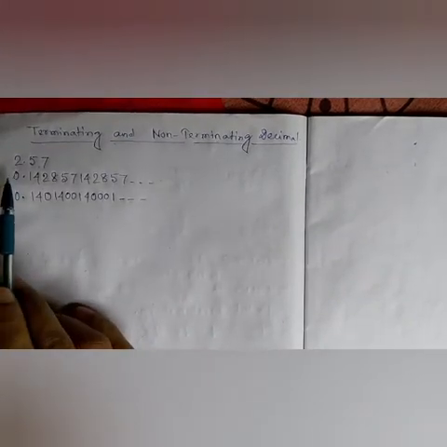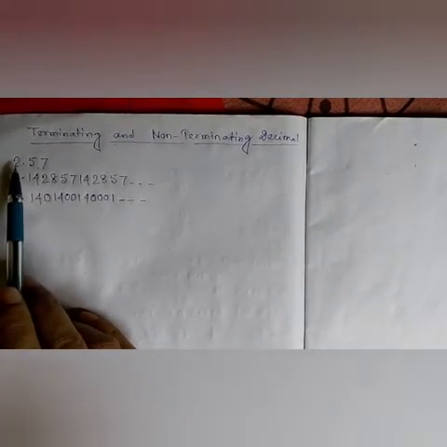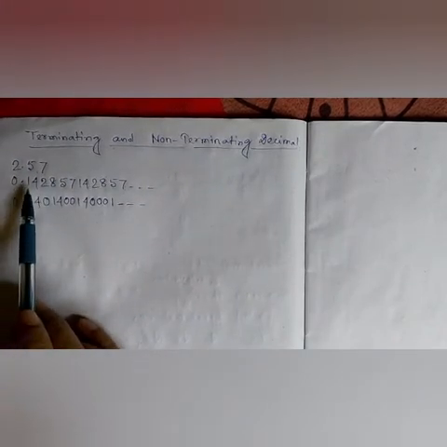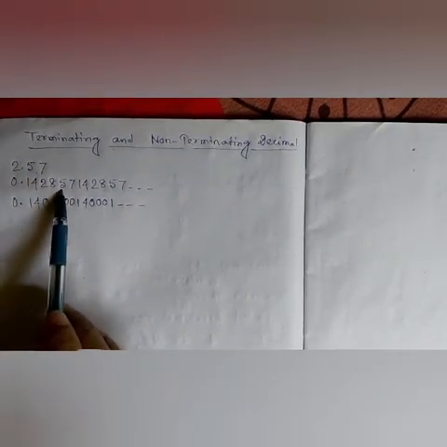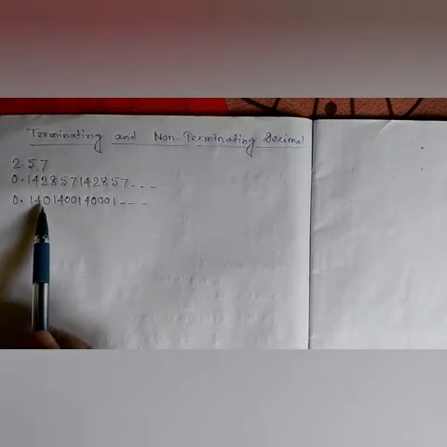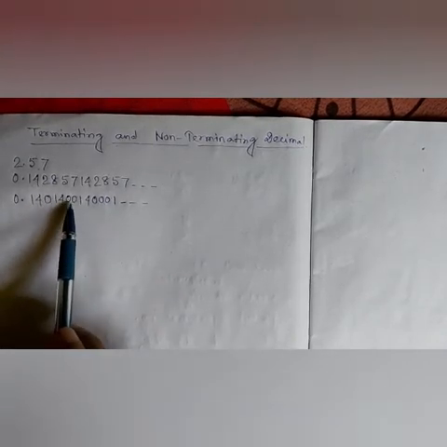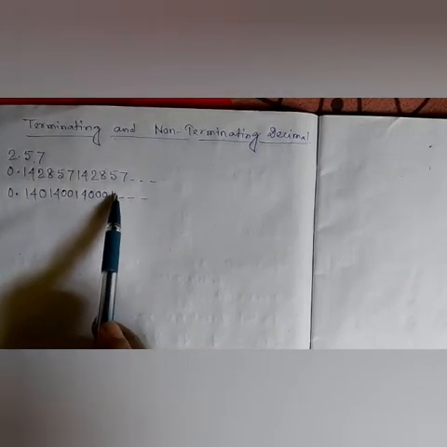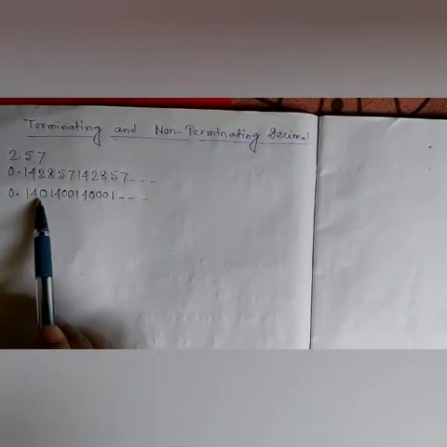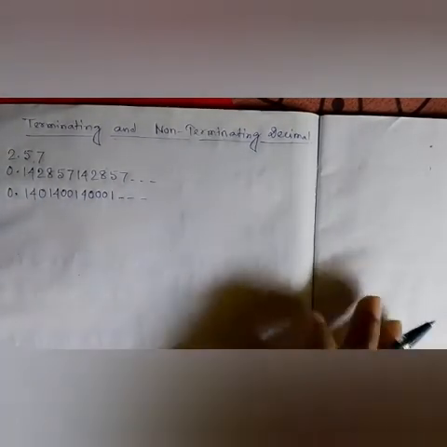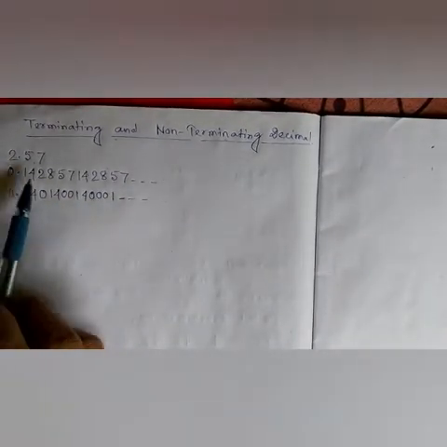Everyone has seen that three numbers are written. The first one is 2.57, the second one is 0.142857, and another one is 0.140140014000 and so on: 1, then 4, and the repetition, that means 10, 20, 30, then 40, and continuously. Now we see here three decimal numbers.